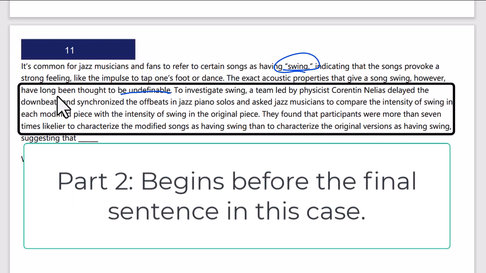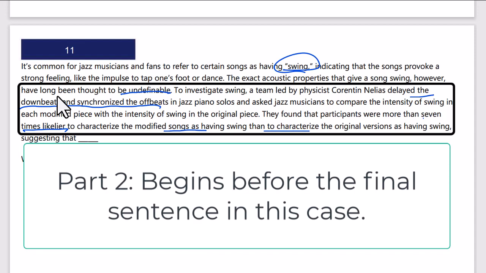To investigate swing, a team led by physicists such and such delayed the downbeats and synchronized the offbeats. So this is the change they made in a study in jazz piano solos, and asked jazz musicians to compare the intensity of swing in each modified piece with the intensity of swing in the original. They found that participants were 7 times likelier to characterize modified songs as having swing.